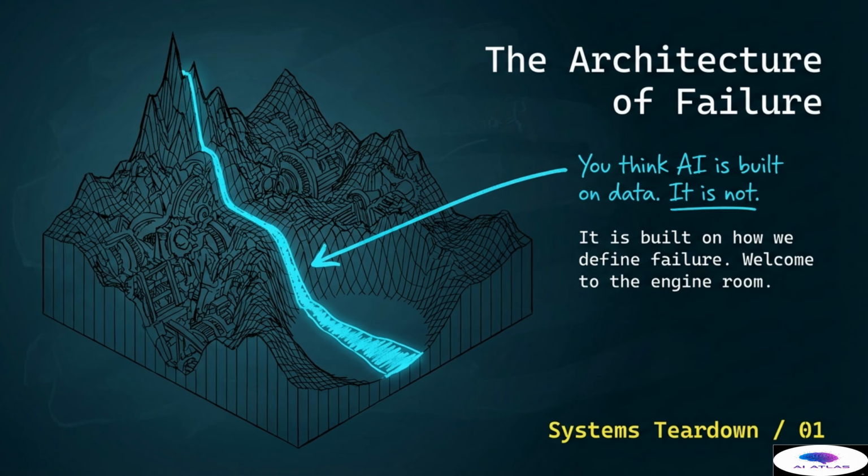Now, let's dive into the topic of the architecture of failure. In this page, we will cover the fundamental premise that artificial intelligence is not merely a product of the data it consumes, but is instead shaped by how we define success and failure. Many people believe that feeding more information into a system is the primary driver of intelligence. However, the true secret lies in the engine room where the mechanics of optimization take place.